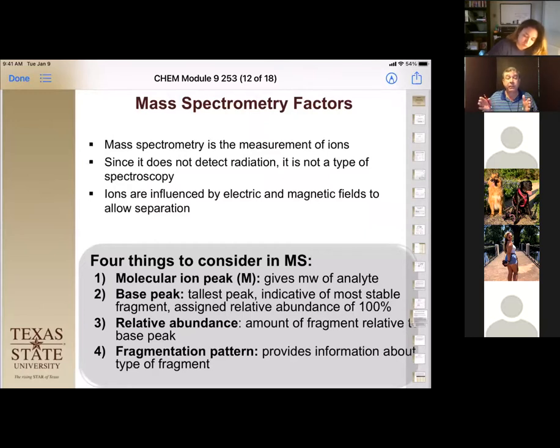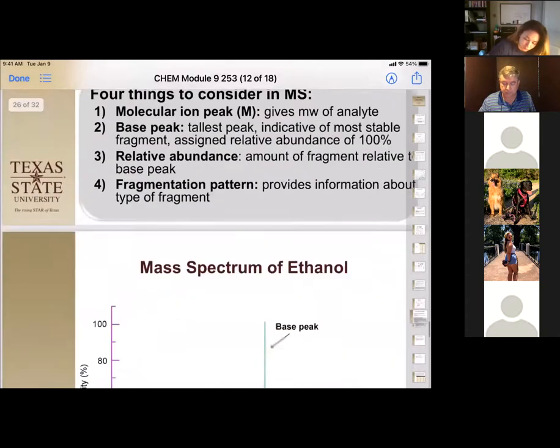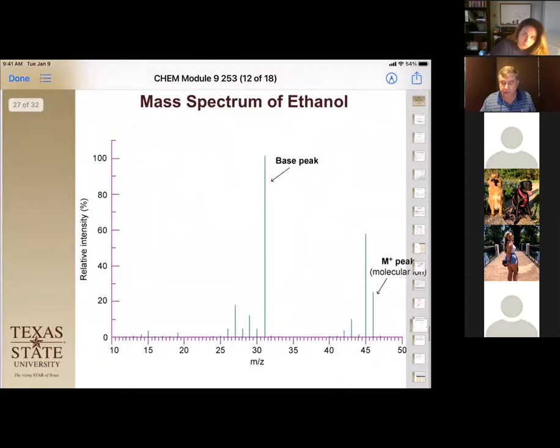For example, if you see a peak and then minus 14, minus 14, minus 14, minus 14, that means you're taking a CH2 off, CH2 off, CH2 off, which means it might be a very long hydrocarbon. Okay, so this is what a mass spec should look like.